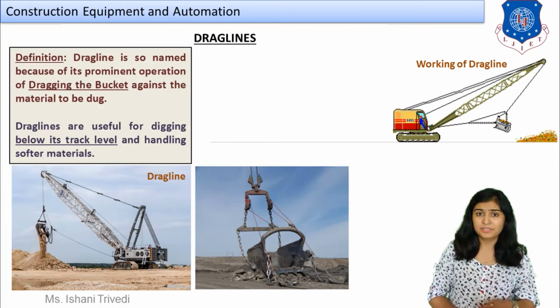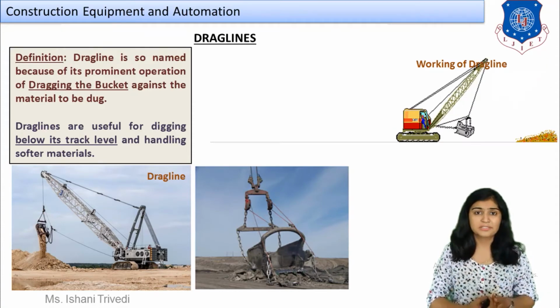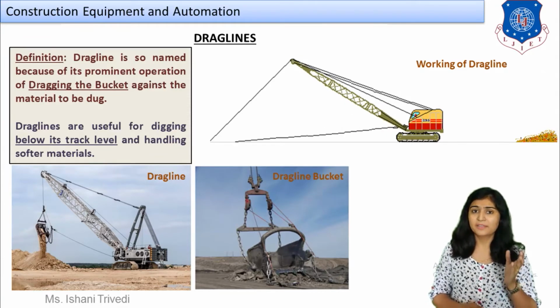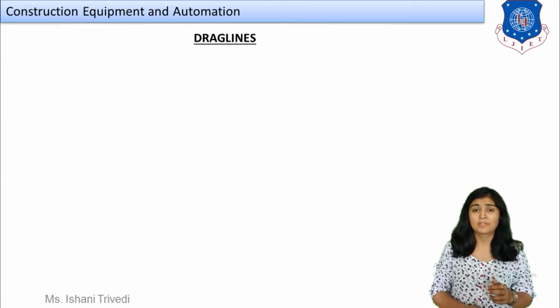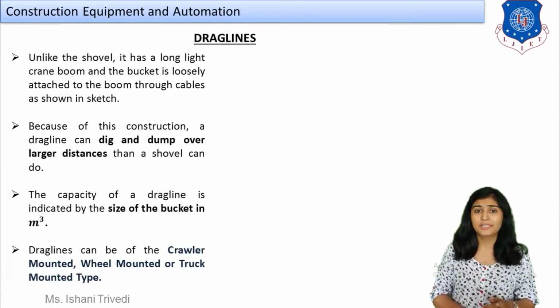Now the bucket which is flashing in front of you will be having different capacities. That capacity is determined in terms of meter cube, that is in terms of volume. It will be of different types. So now let us move forward with the generalized concepts of the drag line.